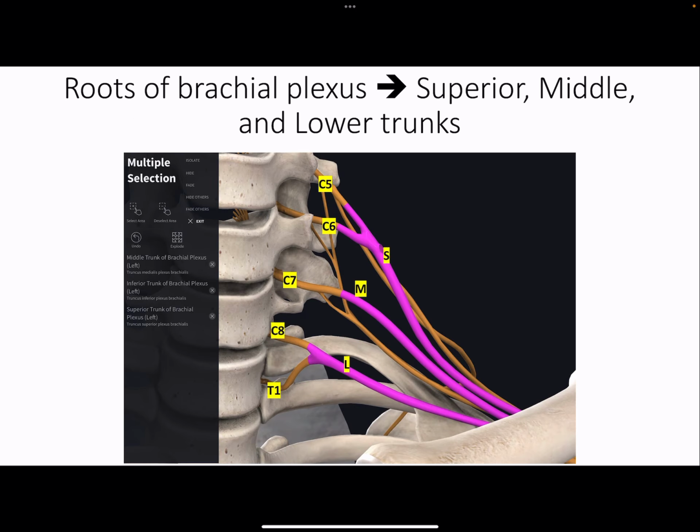All right, let's go ahead and just move through a couple of images just to get a rough idea of where everything is, the sort of landscape. C5, C6, C7, C8, T1, there we go, goes to the superior, middle, and inferior trunks.